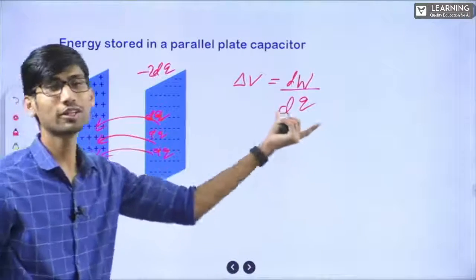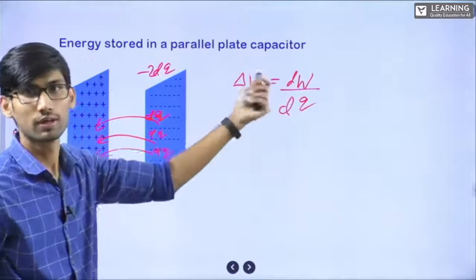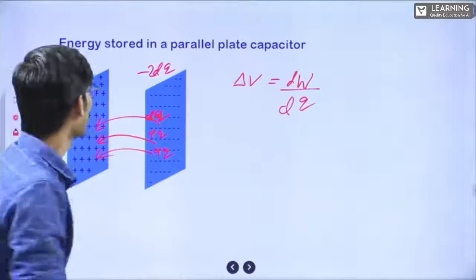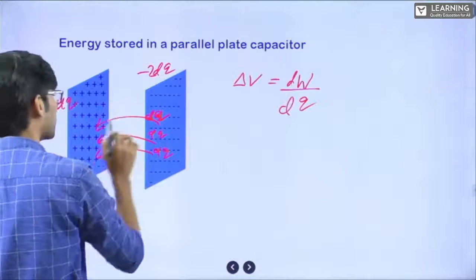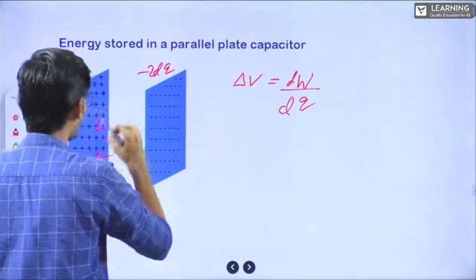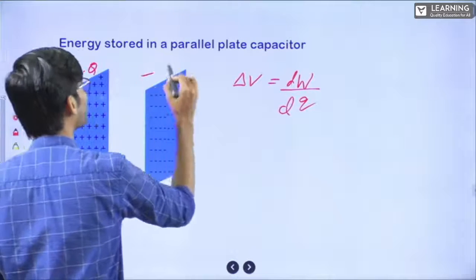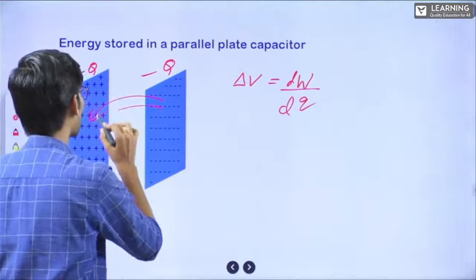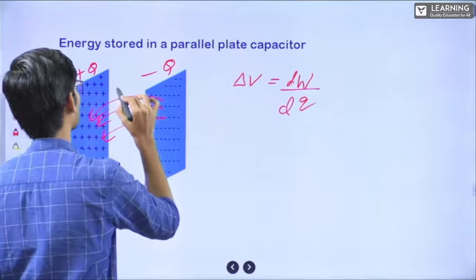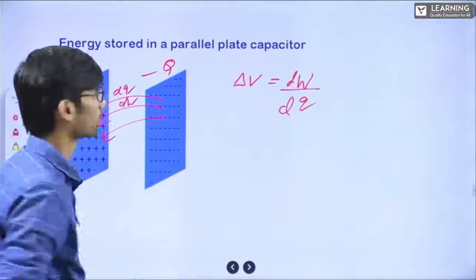Delta V is equal to dW by dQ. How it came, I told you. I had put a star also to make you remember this, correct? Now, before integrating, let's see what will happen finally. Finally, this plate will have a plus Q charge, this plate will have a minus Q charge. Initially, they both were 0, 0. Some dQ I have brought here, and in bringing each dQ, there was a small dW work done.